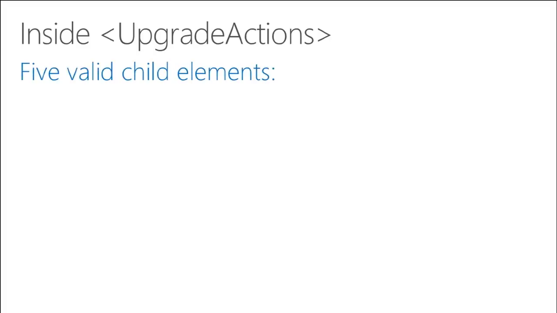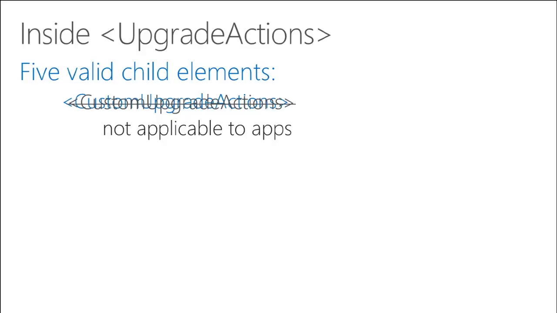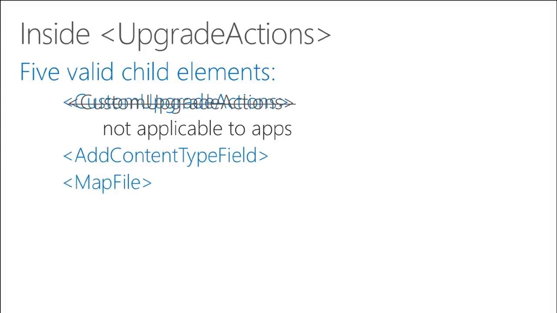Let's zero in on the upgrade actions section here. It can have 5 valid child elements. First of them is custom upgrade actions, but this doesn't really apply because it refers to server-side code on the SharePoint server, which is not applicable to apps, so you can't use it in the context of an app. Next one is add content type field, just as the name suggests. That's what you would use to add a field to a content type. Map file is a kind of special purpose thing. It's used to replace a page that end users may have customized. That's the only purpose it has. You won't frequently use that.